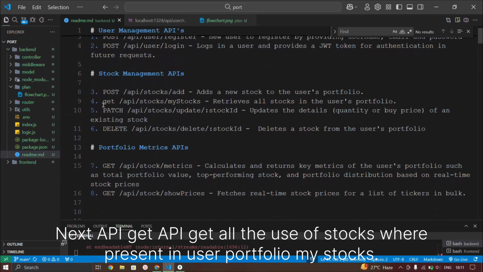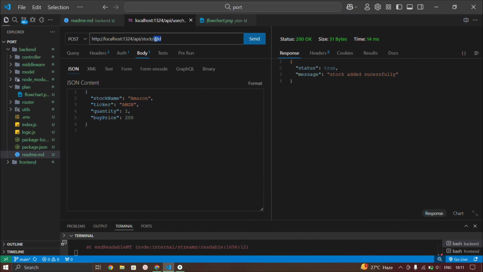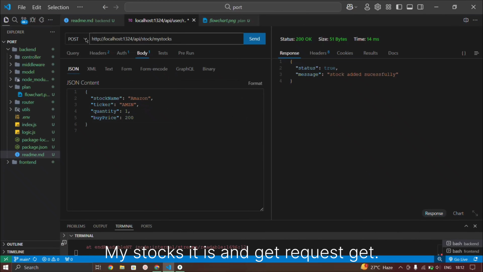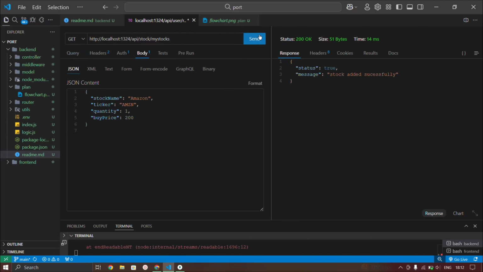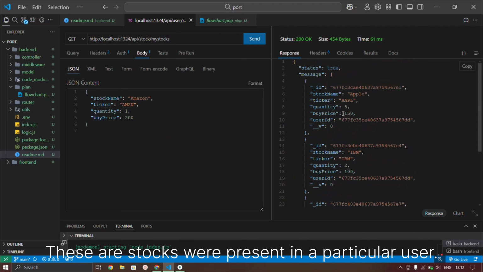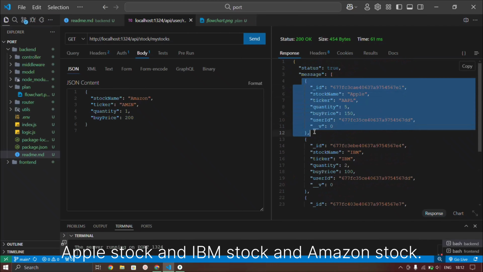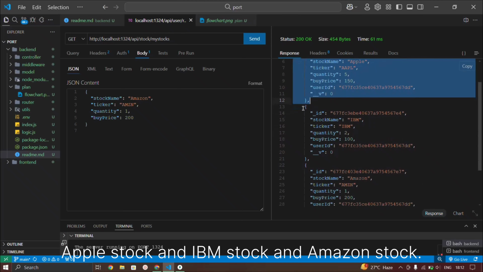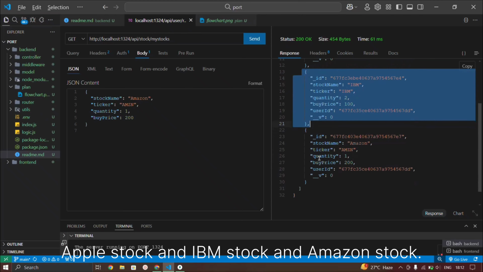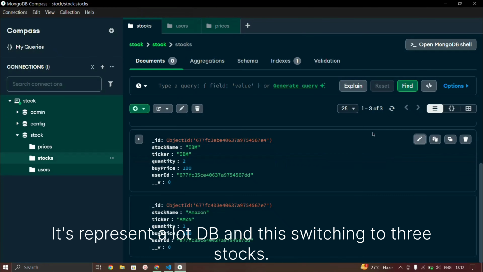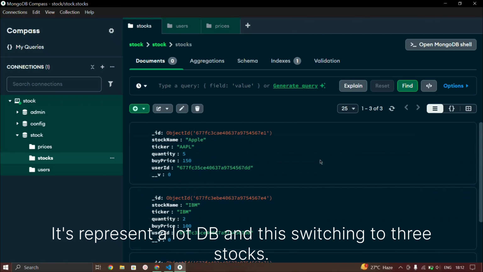Next, the GET API to get all the user stocks present in the user portfolio. My stocks, and it is a GET request. These are the stocks present for a particular user: one Apple stock, IBM stock, and Amazon stock which are present in our DB. I'm just fetching those three stocks.